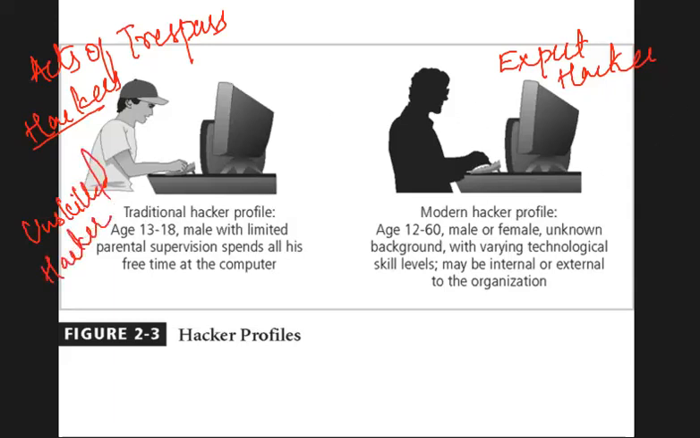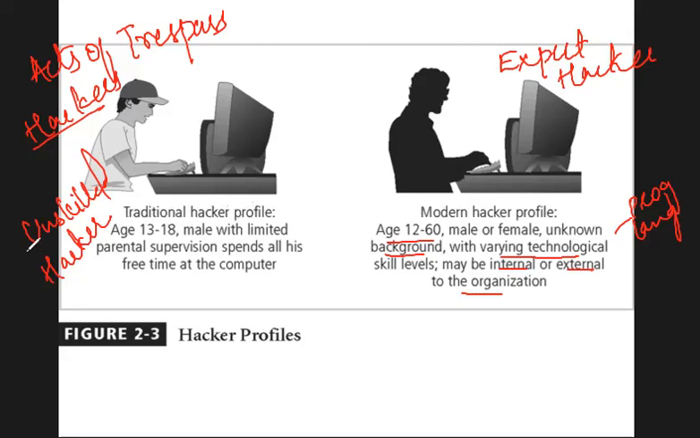Now this expert hacker, a modern hacker profile, can be of an age of 12 to 60, male or female, unknown background. That is, if you go for any background screening, you might not have any background of that particular person. This person is going to have a varying technological skill level. That is, he might be expert in different programming languages. Then he may be external or internal to the organization. That is, he might be working within an organization internally or externally. In the daytime he is working as a security officer, and at night time he might be working as a hacker. So that is how an expert hacker is going to look.